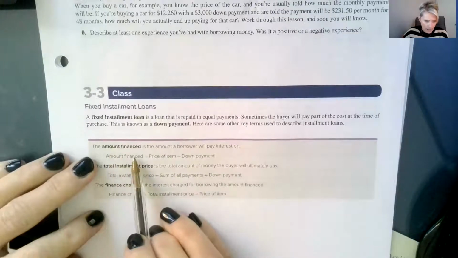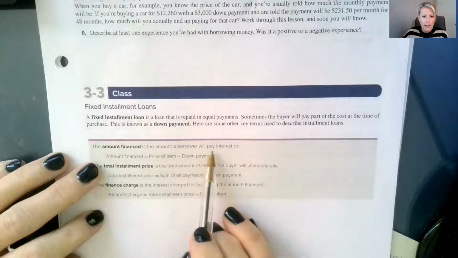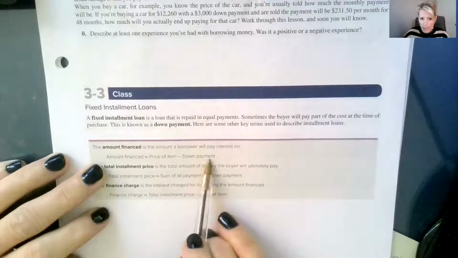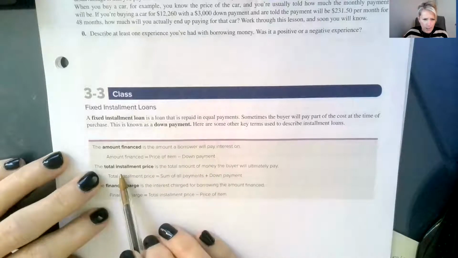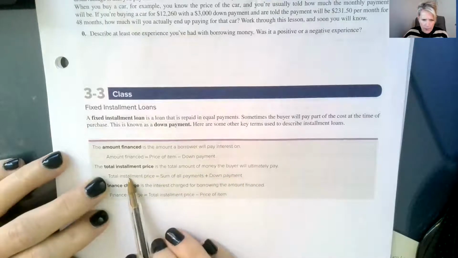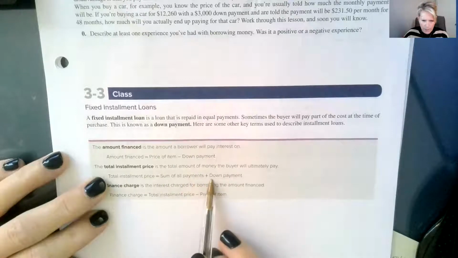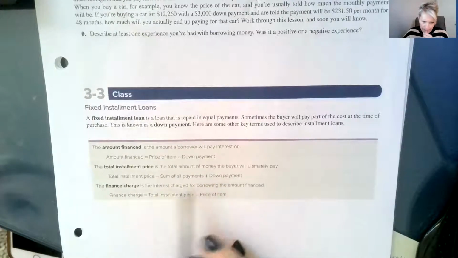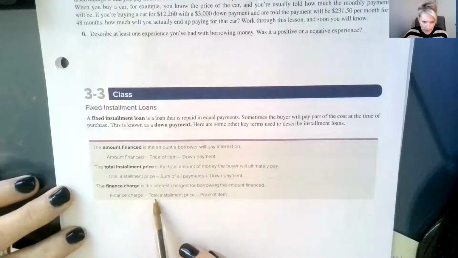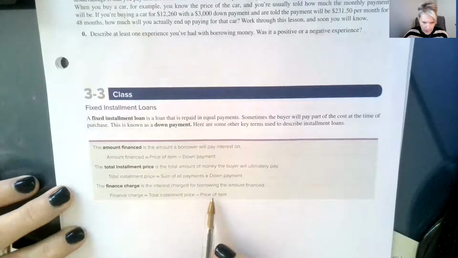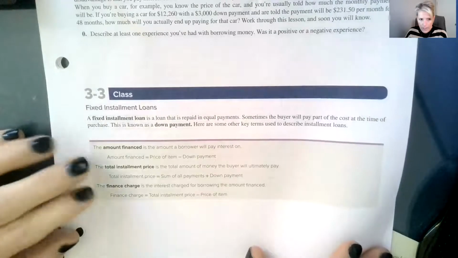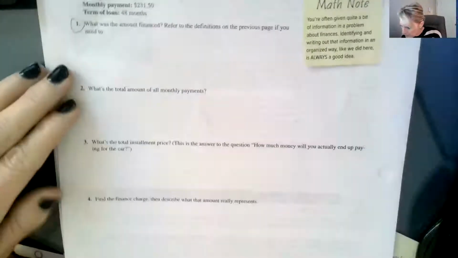The amount financed is the amount a borrower will pay interest on. So the amount financed is the price of the item, subtracting the down payment if you have an amount for that. Total installment price is the total amount of money the buyer will ultimately pay, and you calculate this by taking the sum of all the payments plus the down payment. The finance charge is the interest charged for borrowing the amount financed, and you calculate that by taking the total installment price and subtracting the price of the item. The difference will be the finance charge. These would be good to have on your note sheet for the final.